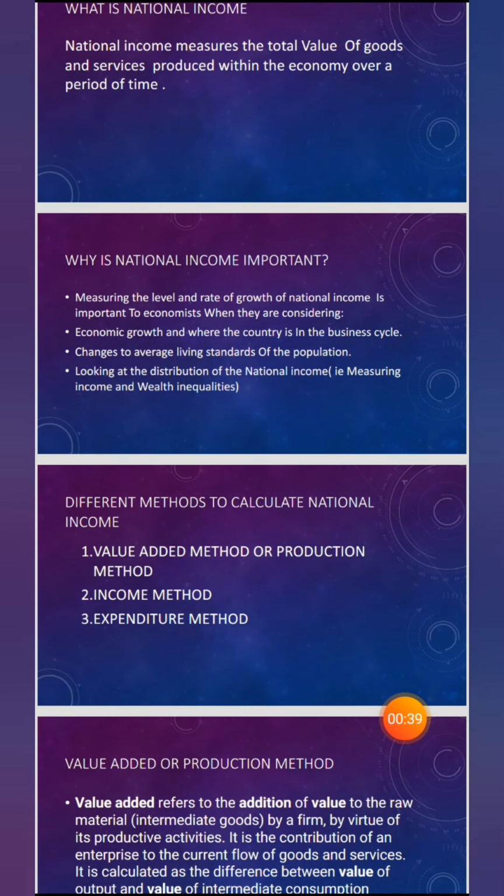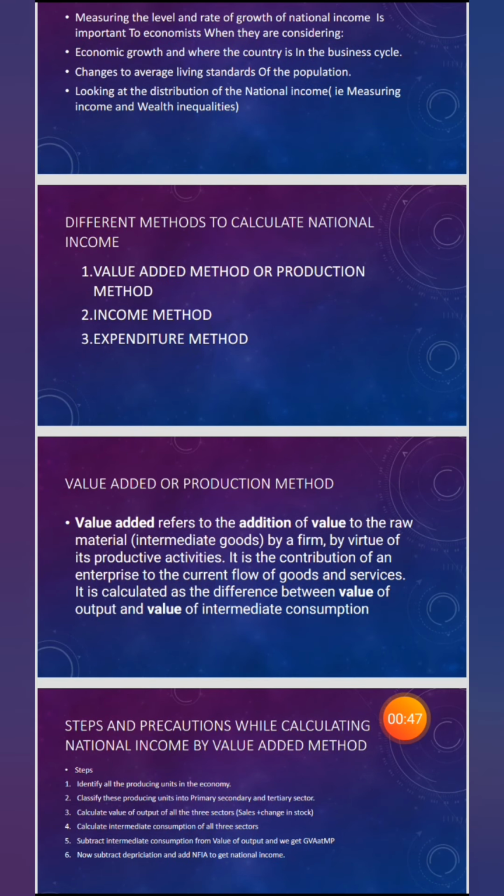Different methods to calculate national income: first, value added method or production method; second, income method; third, expenditure method. Value added or production method. Value added refers to the addition of value to the raw material, intermediate goods by a firm by virtue of its productive activities. It is the contribution of an enterprise to the current flow of goods and services. It is calculated as the difference between the value of output and value of intermediate consumption.